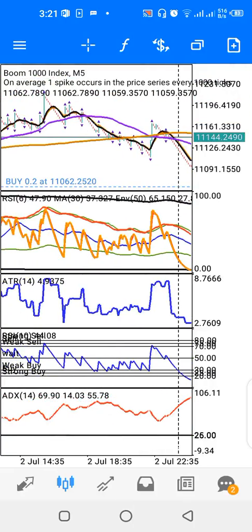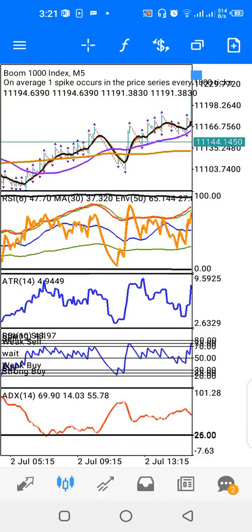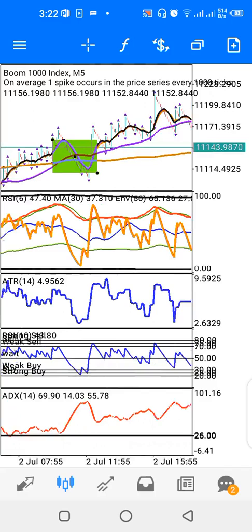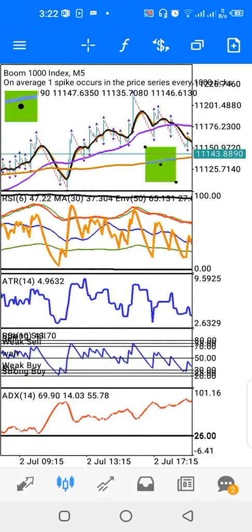On the 5 minutes time frame, you look for buy opportunities when this black and purple line crosses above the orange line. When the black and purple line cross above the orange line, that shows that you have a bullish trend formation. So you can now scalp and buy Boom 1000 index. Like you have a clean break of the black and purple line around here, clear above this orange line. So you can look for buy opportunities.